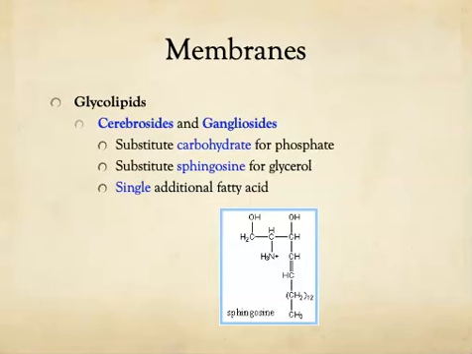So this molecule, this glycolipid, is a modified phospholipid. It doesn't have a phosphate group. It has carbohydrate instead. It doesn't have a glycerol. It has sphingosine instead. And it has one additional fatty acid, so that you end up with two tails, but one tail comes from sphingosine and one tail is its own fatty acid.